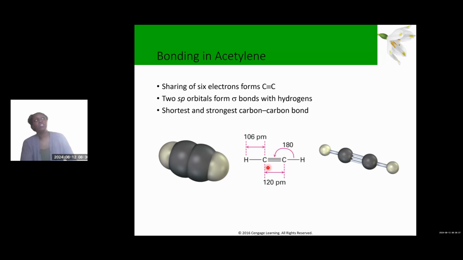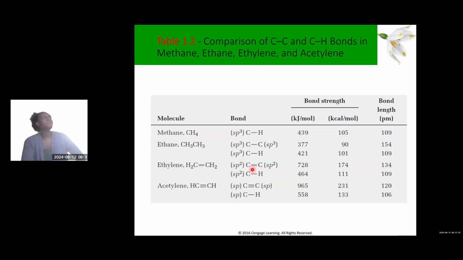Now, this is the shortest and the strongest carbon-carbon bond. If you can see that it's linear, so it creates a 180-degree angle. If you notice also, the bond length is shortened. So it was 154 before, now it's 120. Now the carbon-hydrogen bond length is still close to 109, but it does slightly shorten because of the electrons kind of pulling the protons in a little bit closer there.